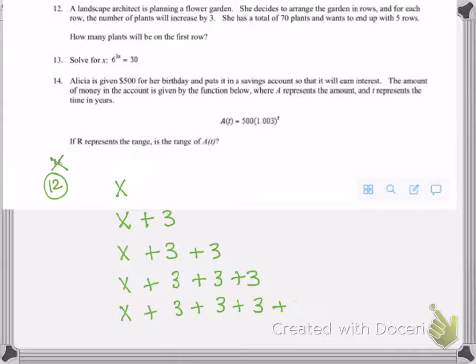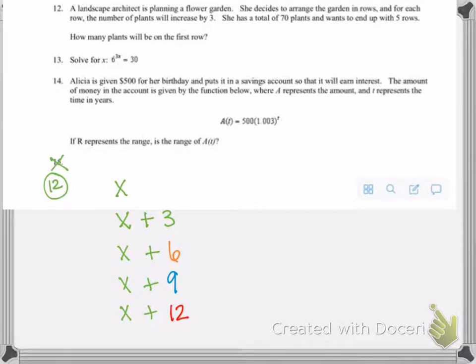So, as you know, we could have written this a lot more simply. The first row is X. The second row is X plus 3. The third row we can write as X plus 6. The fourth row we can write as X plus 9. And the last row we can write as X plus 12. That's just combining some like terms.